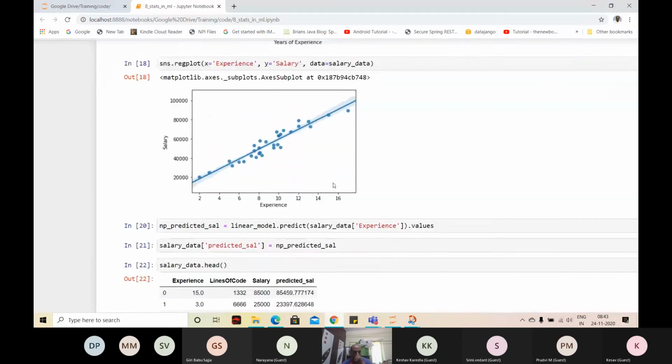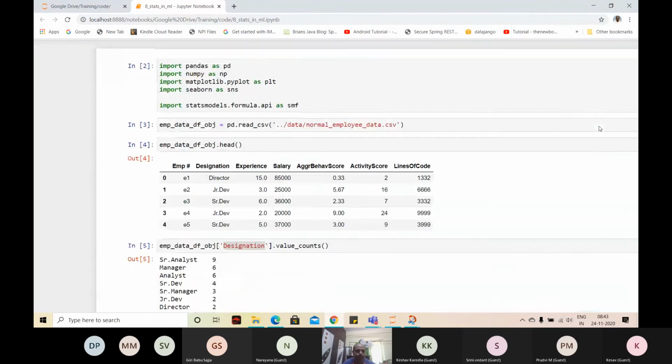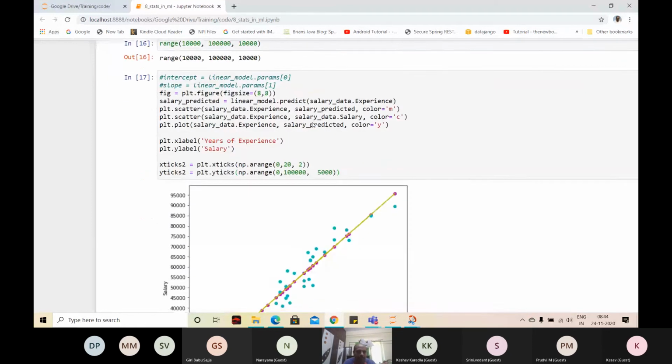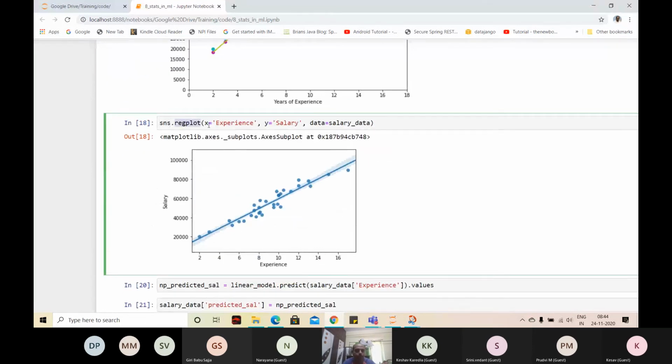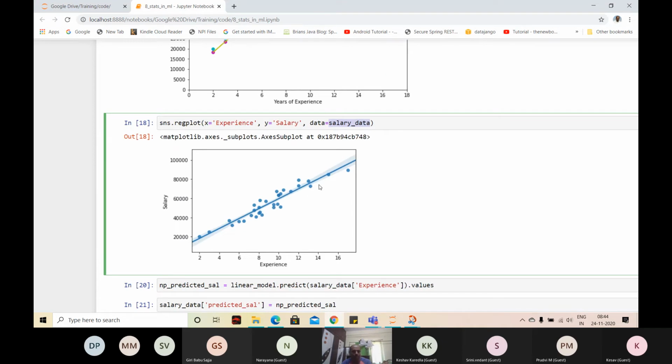Oh, there is one more point I forgot to explain. See this here, if I do reg plot. Seaborn is one more package to visualize. It is a wrapper on top of matplotlib, which makes graphs visually good-looking and easy to draw. In seaborn there is a method called reg plot, regression plot, and you pass the input variable and the output variable. It takes only one, and then the data set. It does the same plot that I did here.